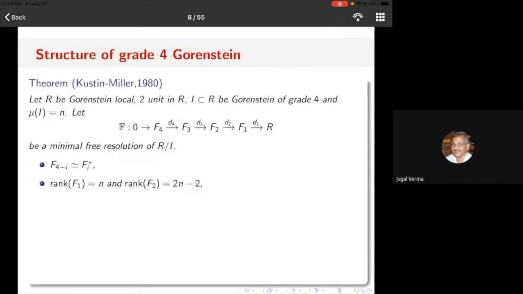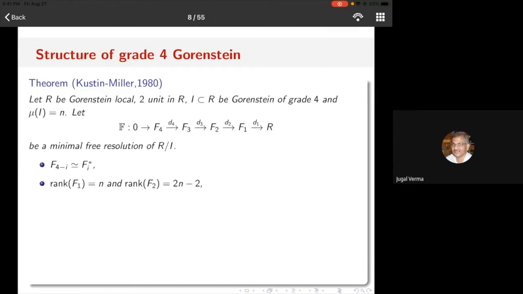The structure theorem for grade 3 Gorenstein ideals was classified completely earlier by Buchsbaum and Eisenbud, but the case of grade 4 Gorenstein ideals is not classified completely. The first result on grade 4 Gorenstein ideals was given by Kustin and Miller in 1980. Here we assume R is Gorenstein and 2 is a unit in R, and I is a grade 4 Gorenstein ideal. Suppose I is minimally generated by n elements, and suppose F is a minimal free resolution of R mod I.